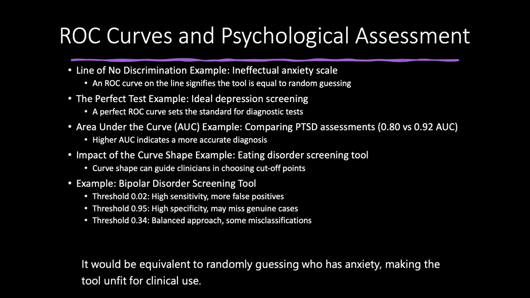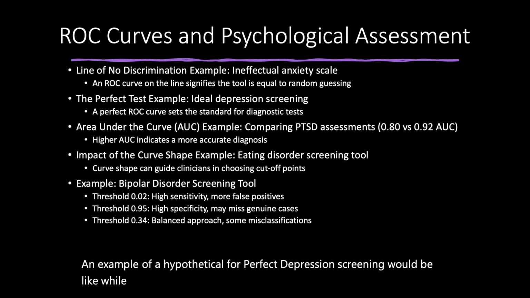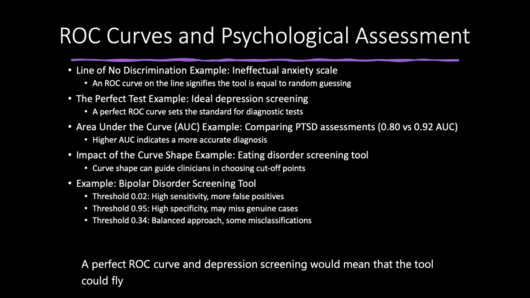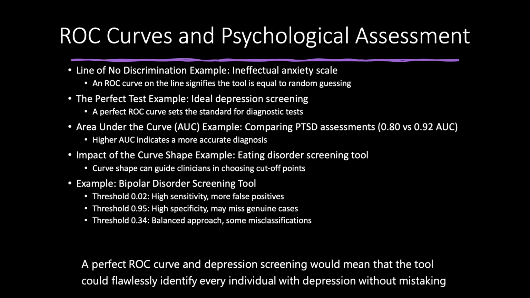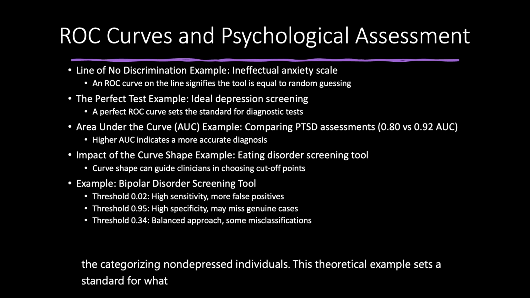An example of a hypothetical perfect depression screening: while ideal tests rarely exist, a perfect ROC curve in depression screening would mean that the tool could flawlessly identify every individual with depression without mistakenly categorizing non-depressed individuals. This theoretical example sets a standard for what the diagnostic test should strive for.